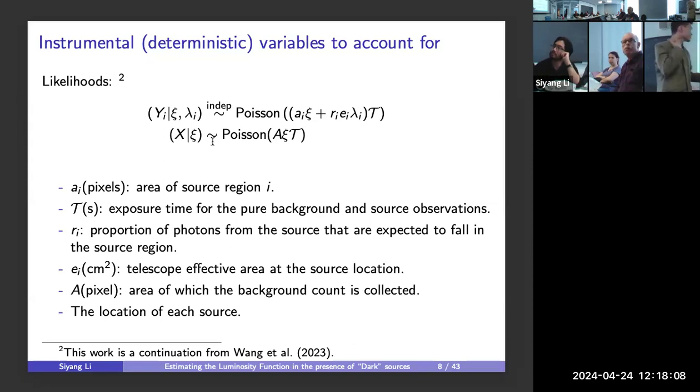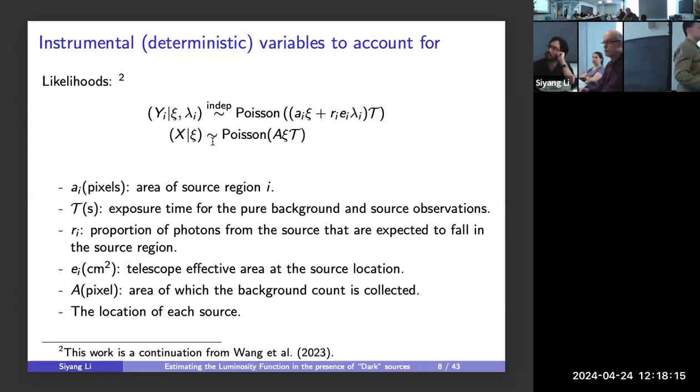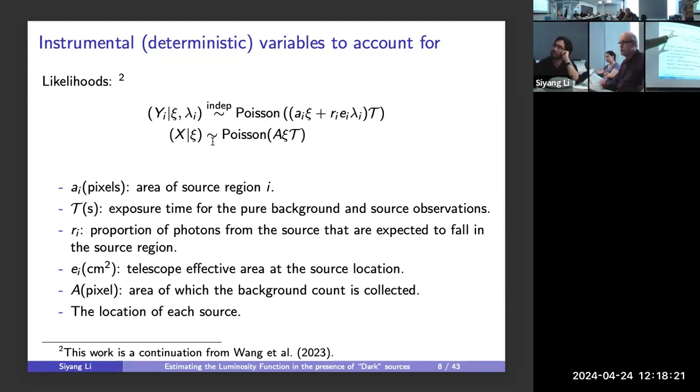And on the top, it's just a demonstration of the structure of this model, and we are going to look at the details of this structure constructively in later slides.